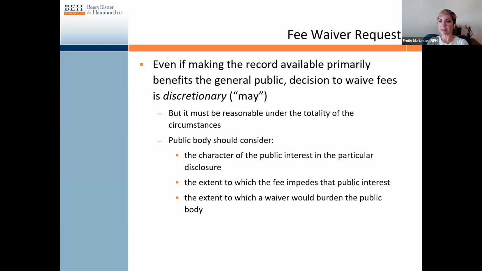So even if they meet this test, you can still deny the fee waiver request, but that denial must be reasonable under the totality of the circumstances. And here are some factors the public body should consider when they meet the primarily benefits the general public test but still want to deny the fee waiver request: the character of the public interest in the particular disclosure, the extent to which the fee impedes that public interest, and most helpfully for us, the extent to which a waiver would burden the public body. That's, like I said, typically the most helpful to smaller local governments. But I just want to remind you that this decision is also appealable. So you should consider the totality of the circumstances and how reasonable the denial is when you deny and they have met that public interest test.